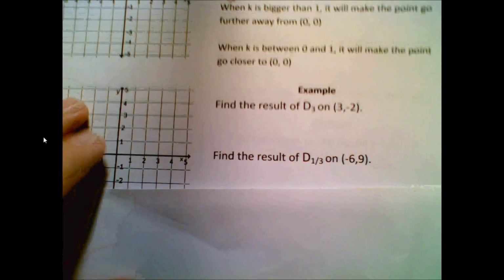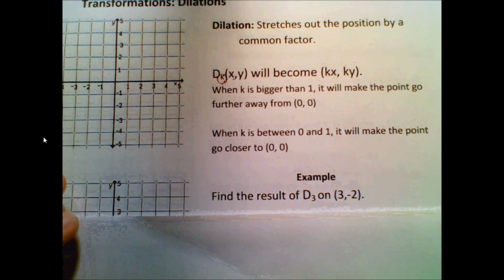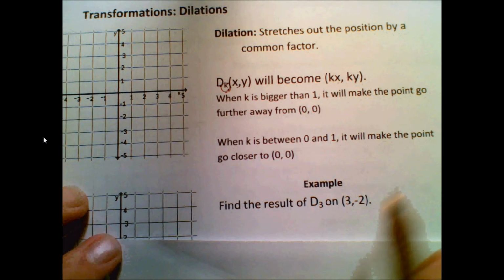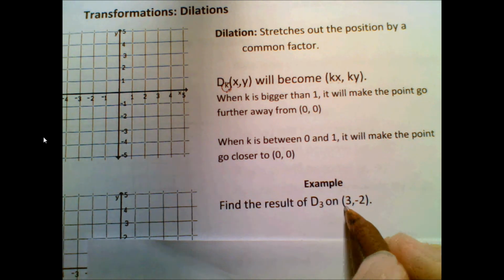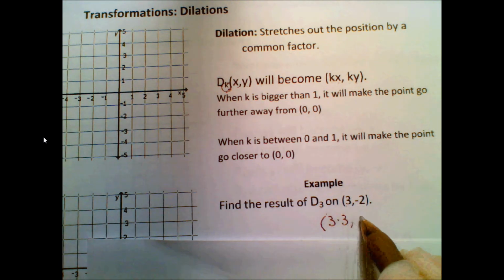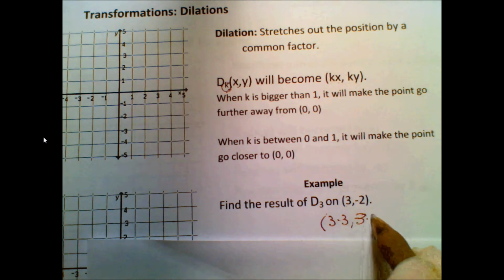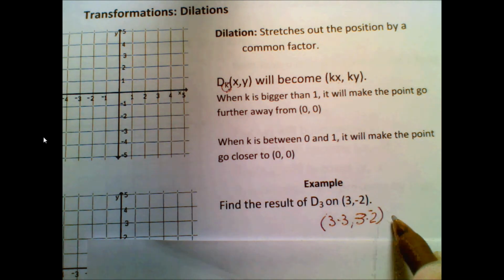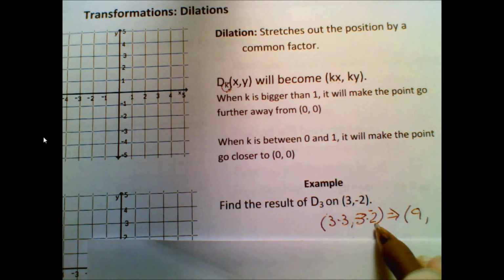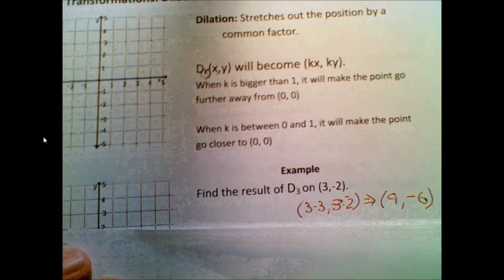First thing I want to do is find the result of D_3 on (3, -2). When you're doing this, you start with (3, -2) and multiply each part by 3. So 3 times 3, 3 times -2. 3 times 3 is 9, 3 times -2 is -6, and that'll be your point.